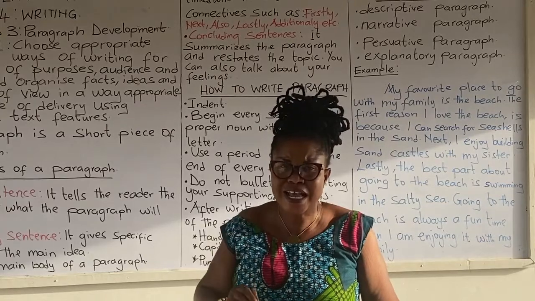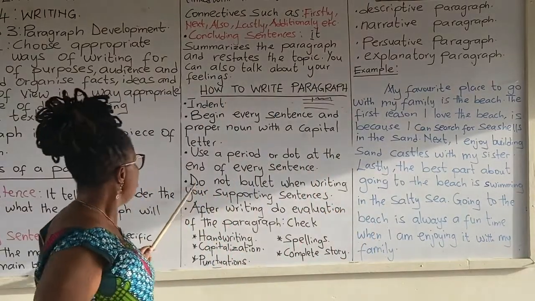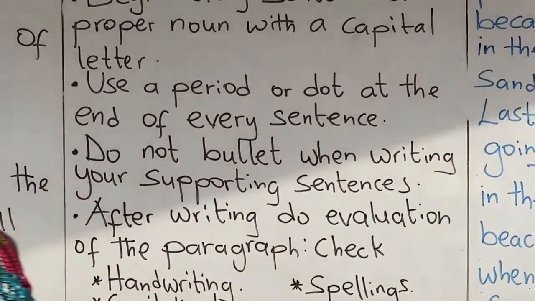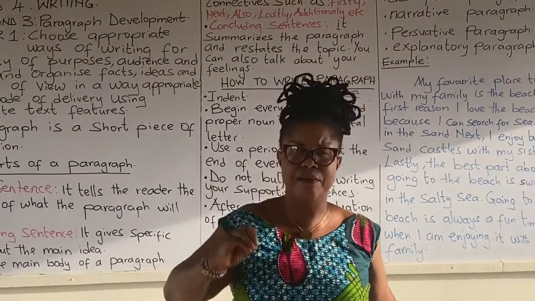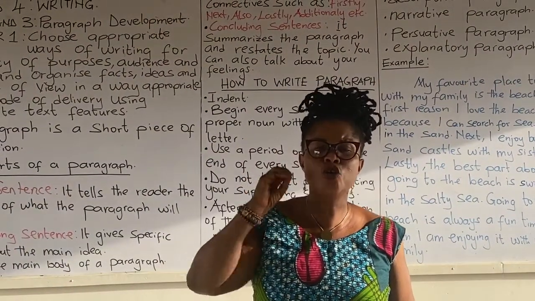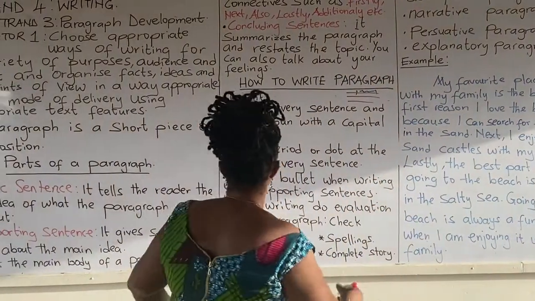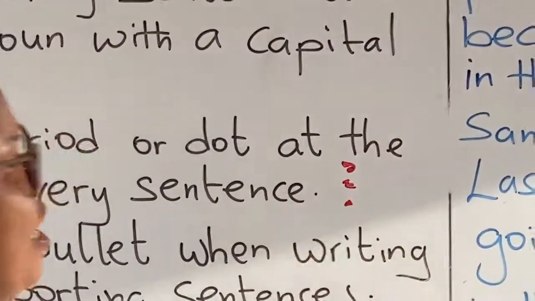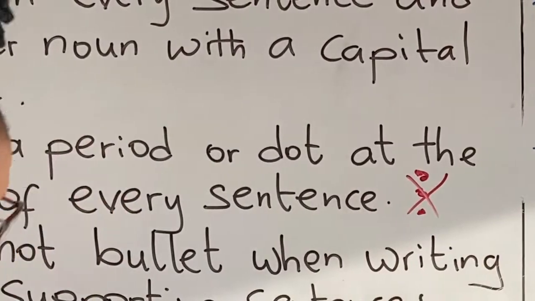Always end your sentences with a full stop or a period. Do not bullet when writing your supporting sentences. When writing your supporting sentences, don't bullet them, but instead use connectives or transitions to link them. Bulleting is when you use dots for every supporting sentence. You are not supposed to bullet.